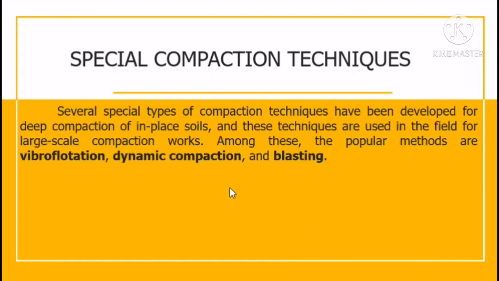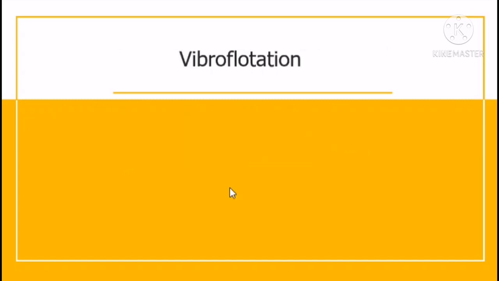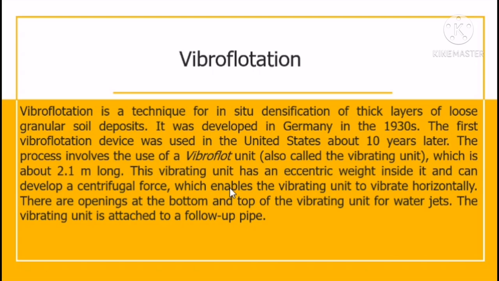of compaction have been developed for deep compaction of in-place soils, and these techniques are used in the field for large-scale compaction works. Among these, the popular methods are what we call vibroflotation, dynamic compaction, and blasting. So what is vibroflotation? It is a technique for in-situ densification of thick layers of loose granular soil deposits. It was developed in Germany in the 1930s, and the first vibroflotation device was used in the United States about 10 years later.